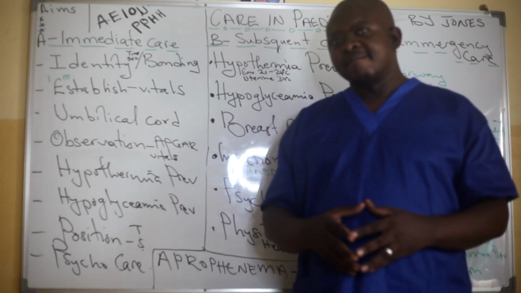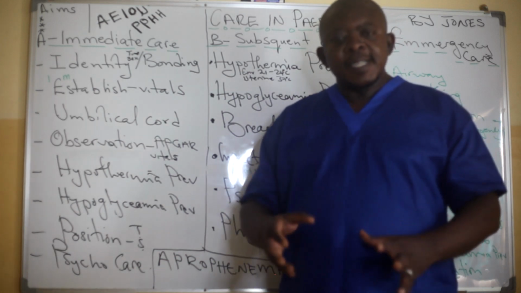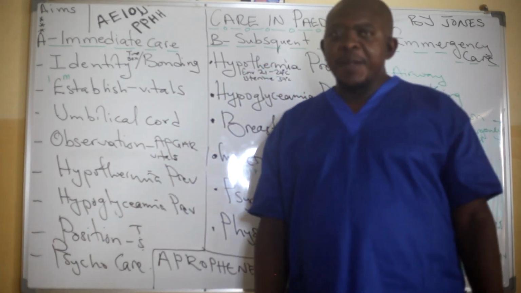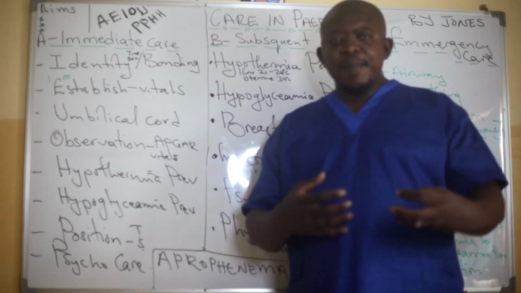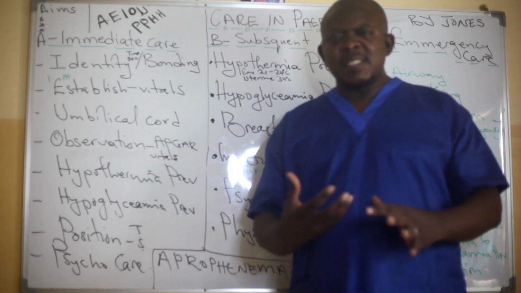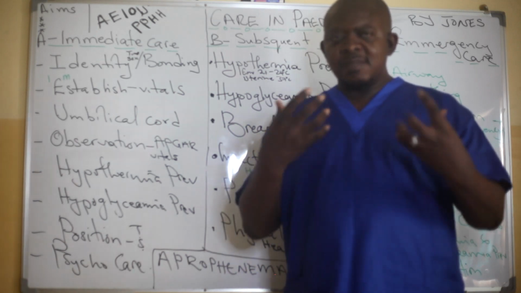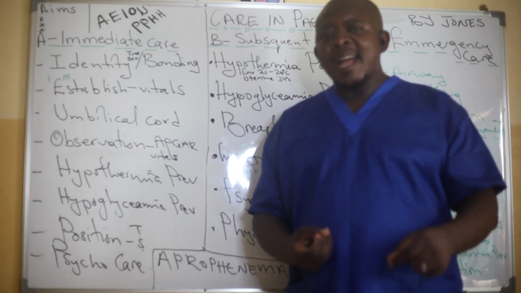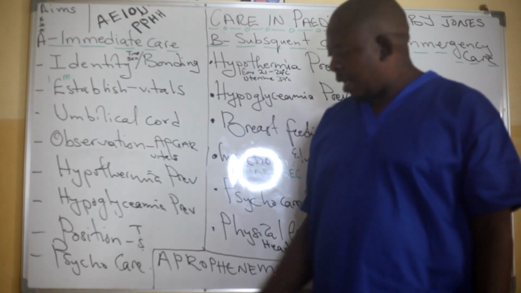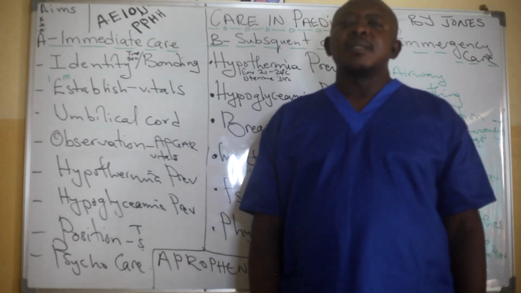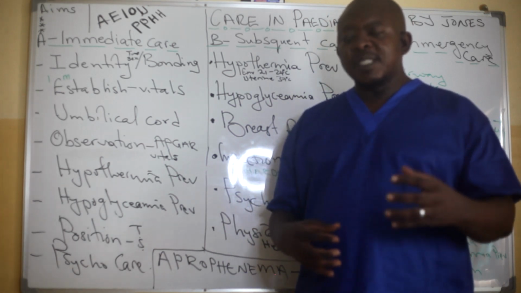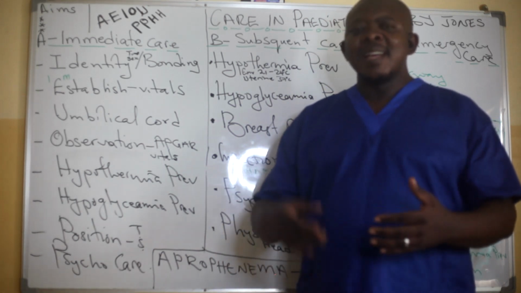bonding. When the baby is born, immediately as you show it to the mother, put it on the mother's abdomen. It also helps to transfer some heat from the mother to the baby, though there is minimal exchange, but that encourages bonding between the mother and the baby. So you have to put the baby on the mother's abdomen. Psychological care is very important so that you encourage family relation or bonding interaction between the mother and the baby.